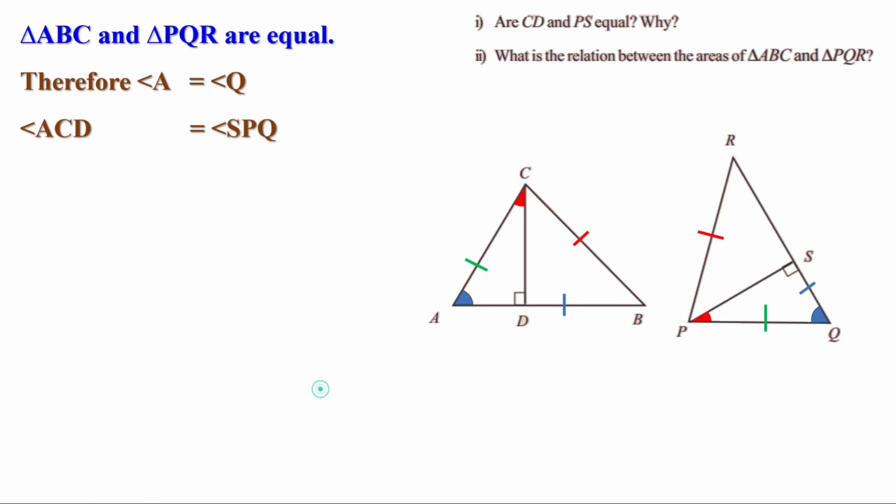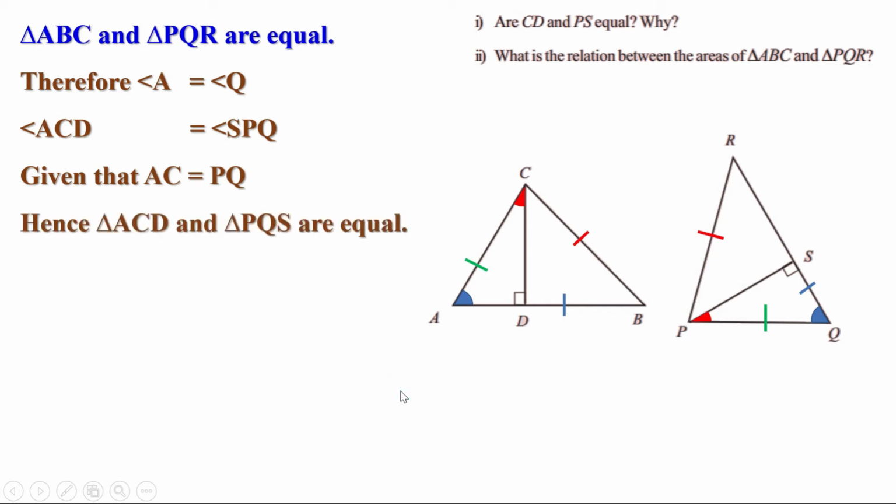And already it is given that AC and PQ are equal. That means this side and the two angles at the ends are equal to this side and the two angles at the ends. Therefore, these two triangles are equal. That is, triangle ACD and triangle PQS are equal. When two triangles are equal, the sides opposite to equal angles are equal. Angle A and angle Q are equal. Sides opposite to them are CD and PS. Therefore, CD and PS are equal.